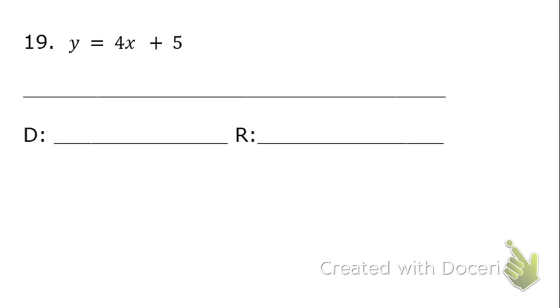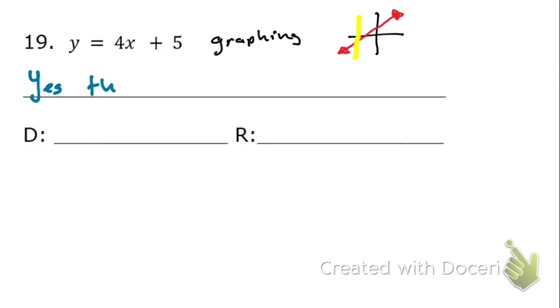Y equals 4x plus 5. If we use a graphing calculator, you would get this beautiful graph that looks like this. As we've discussed, on a graphing calculator, it doesn't have arrows, but it continues. Okay, so if we do the vertical line test, it only touches 1 time. So yes, this is a function.